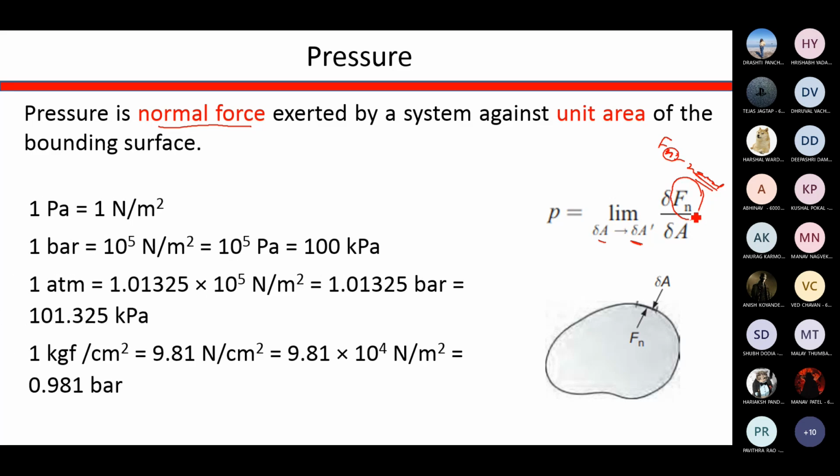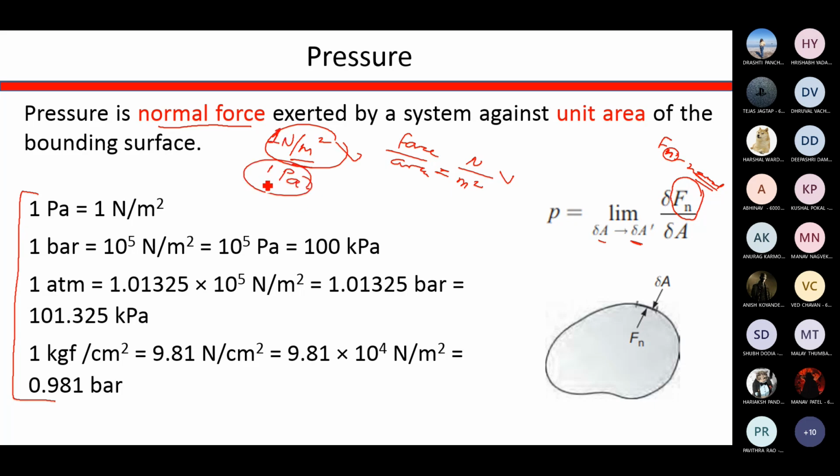Right? Now note down the units of pressure. So we know the basic unit of measurement in SI system for pressure is Newton per meter square, right? So this is normal force per unit area. So force will be Newton divided by the area, which is in meter square. So Newton per meter square is the unit for pressure in SI system. And this 1 Newton per meter square is called 1 Pascal. Write down this first one. 1 Pascal is equal to 1 Newton per meter square.